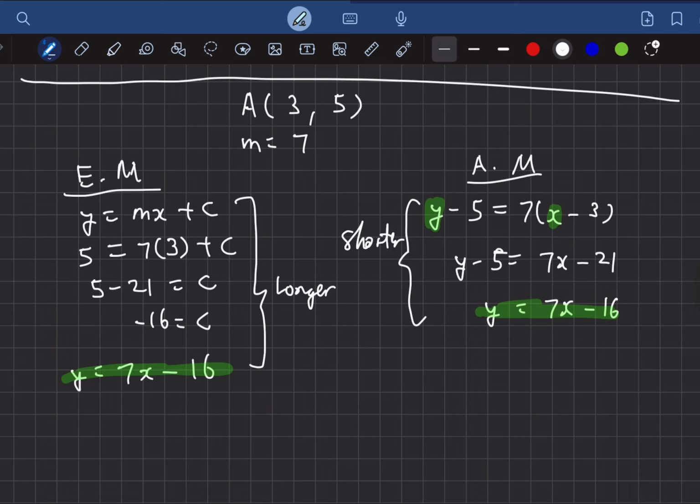So please decide. You just need to learn one. Every time you all will ask, which is the more effective method? For me, my personal preference is that if I'm doing an E-math question, I'll use the E-math method. If I'm doing an A math question, I'll use the A math method. Why? Because you can see from here, the A math method is slightly shorter.